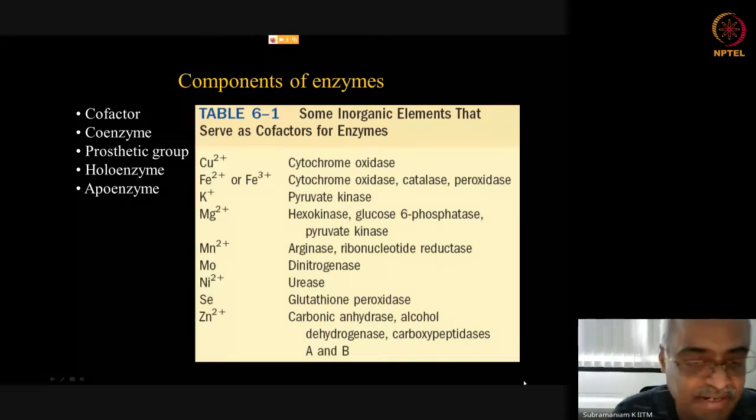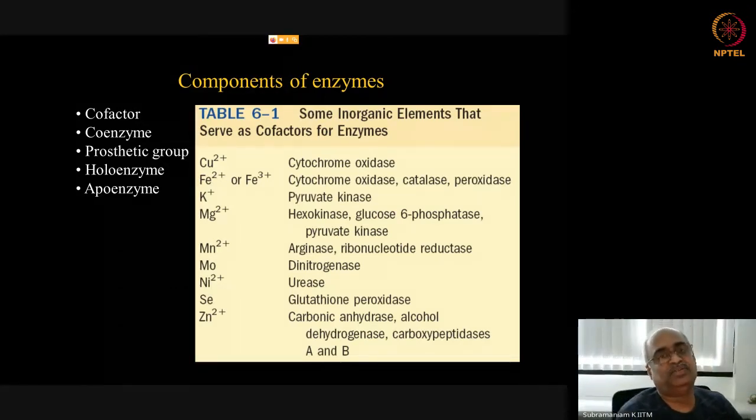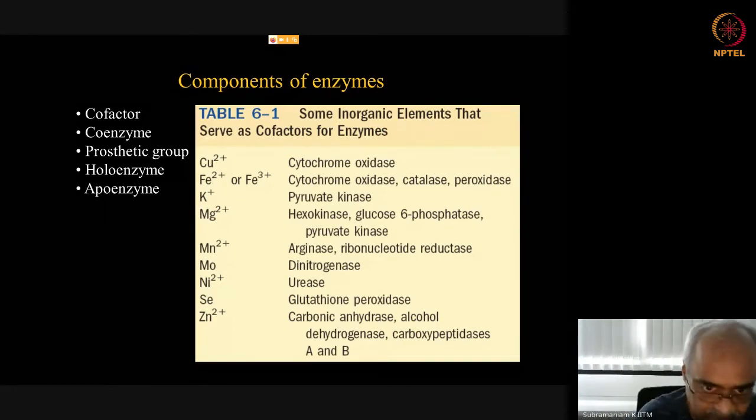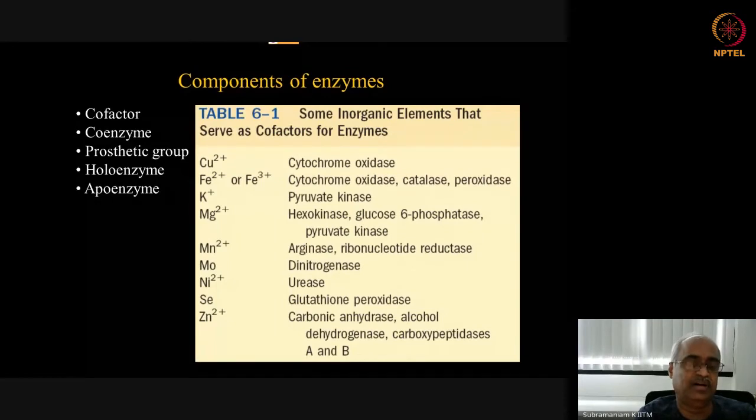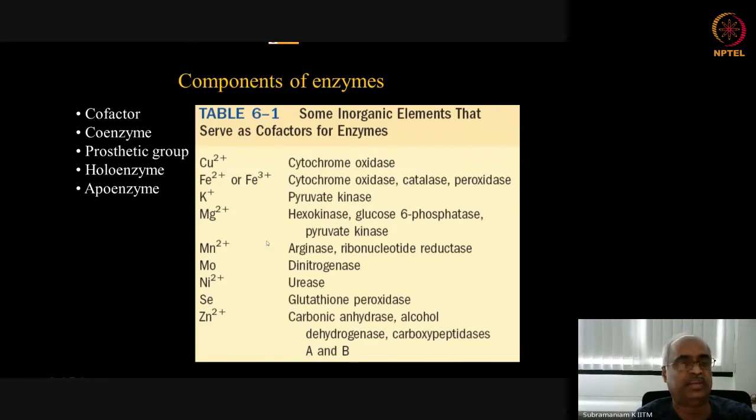So a few important non-peptide components we need to familiarize ourselves with in the context of enzymes. Most enzymes are not catalyzing the reaction simply using their polypeptide chain alone. Embedded in this polypeptide chain are other molecules, and they are called cofactors. The cofactor is usually a metal ion, like the ones listed here with respect to the enzyme in which you find them. So these are called cofactors.